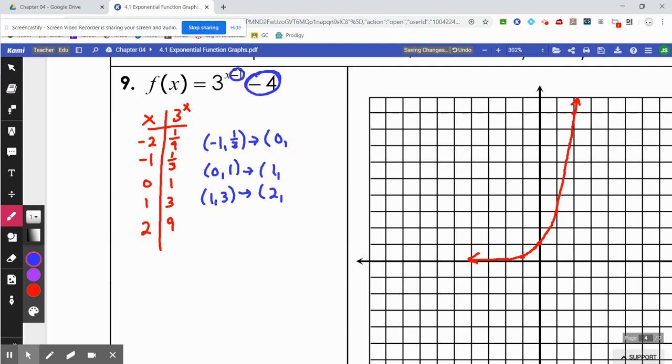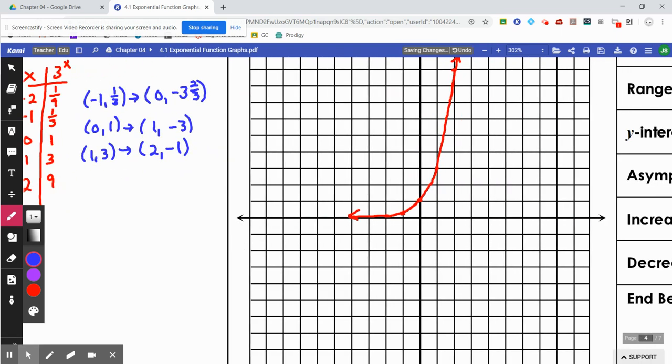So all my y values, that's how you move it up and down, is on the y value. So let's move all of our y values down 4. So that'd be now at -3 and 2/3. 1 would now be at -3, and 3 would now be at -1. And let's plot those points.